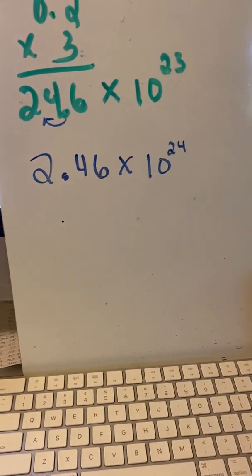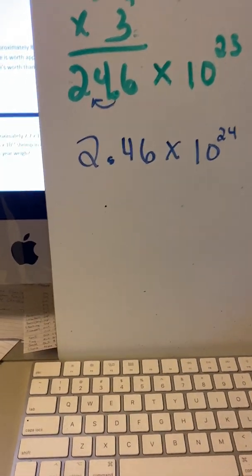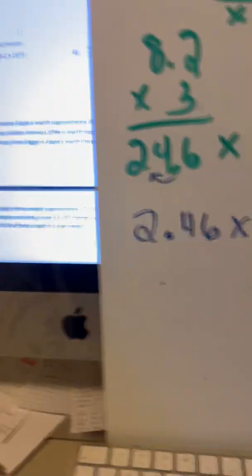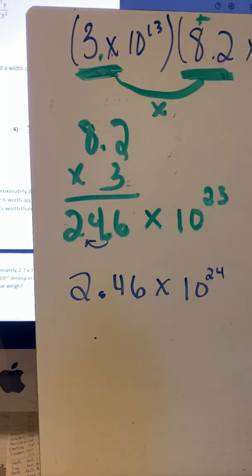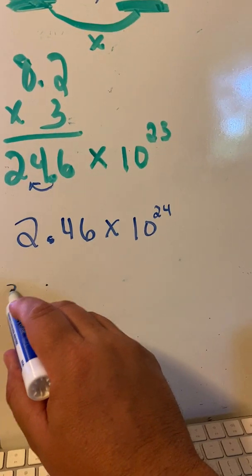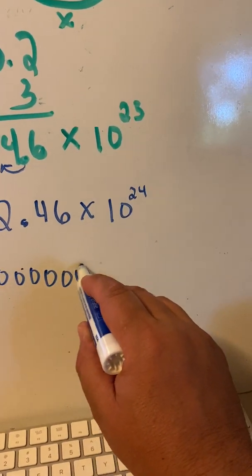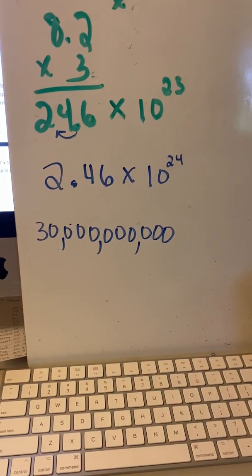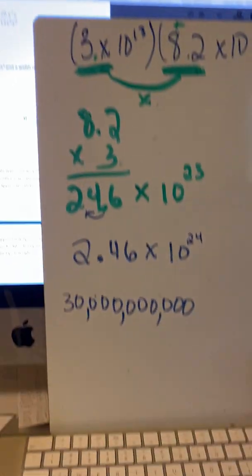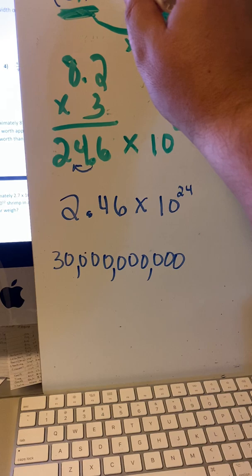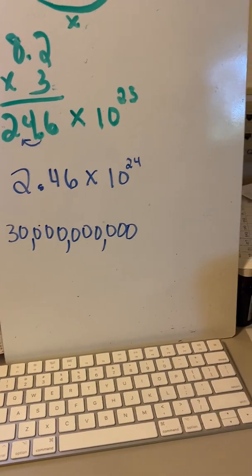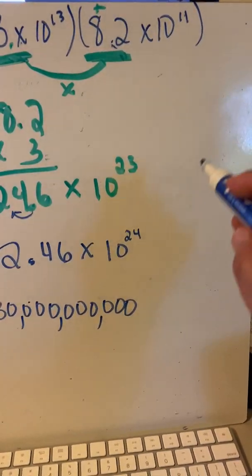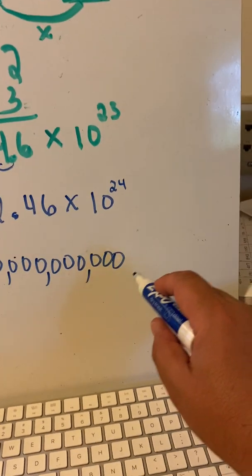Now, how could you have done this differently? You want to see how you could have done it differently? Convert both of these into standard form and then do the work they tell you to do. Convert 3 times 10 to the 13th into 3 with 13 zeros. That's what 3 times 10 to the 13th is. That's telling you it's moving the decimal point 13 places to the right. Now, this is 8.2 times 10 to the 11th. 8.2 times 10 to the 11th means I'm taking the decimal, moving it 11 places to the right. So it's going to be 82 with 10 zeros.